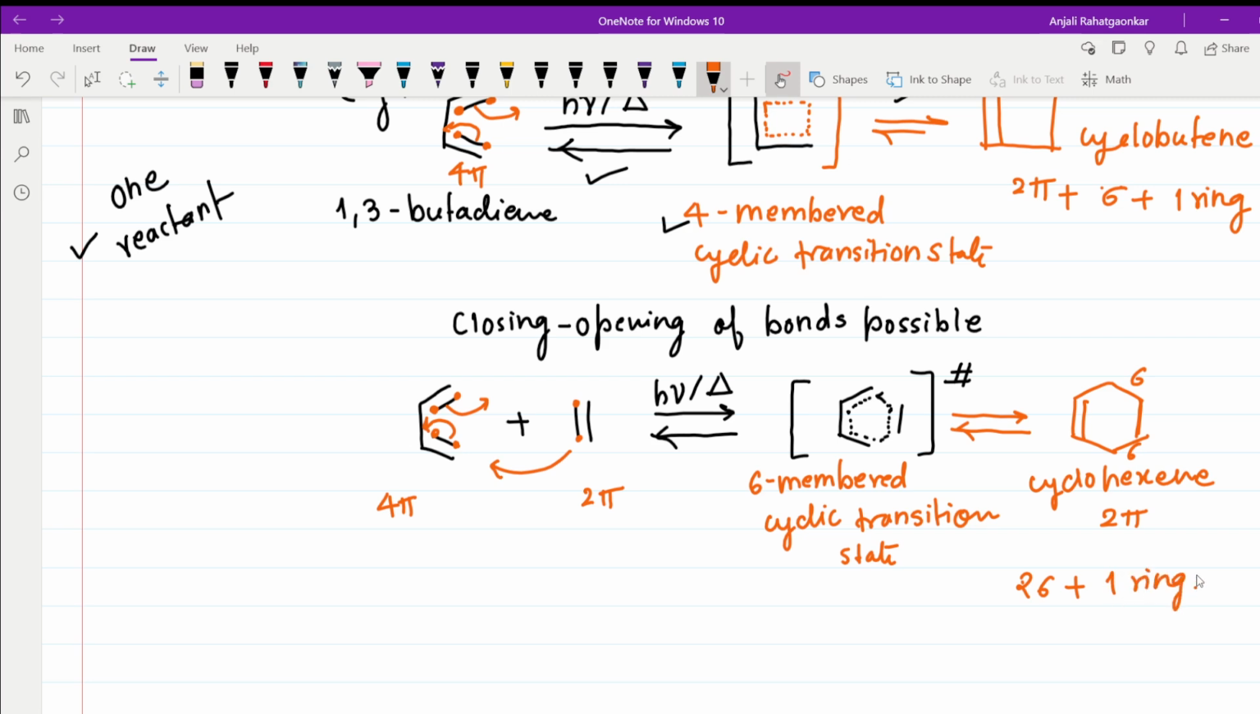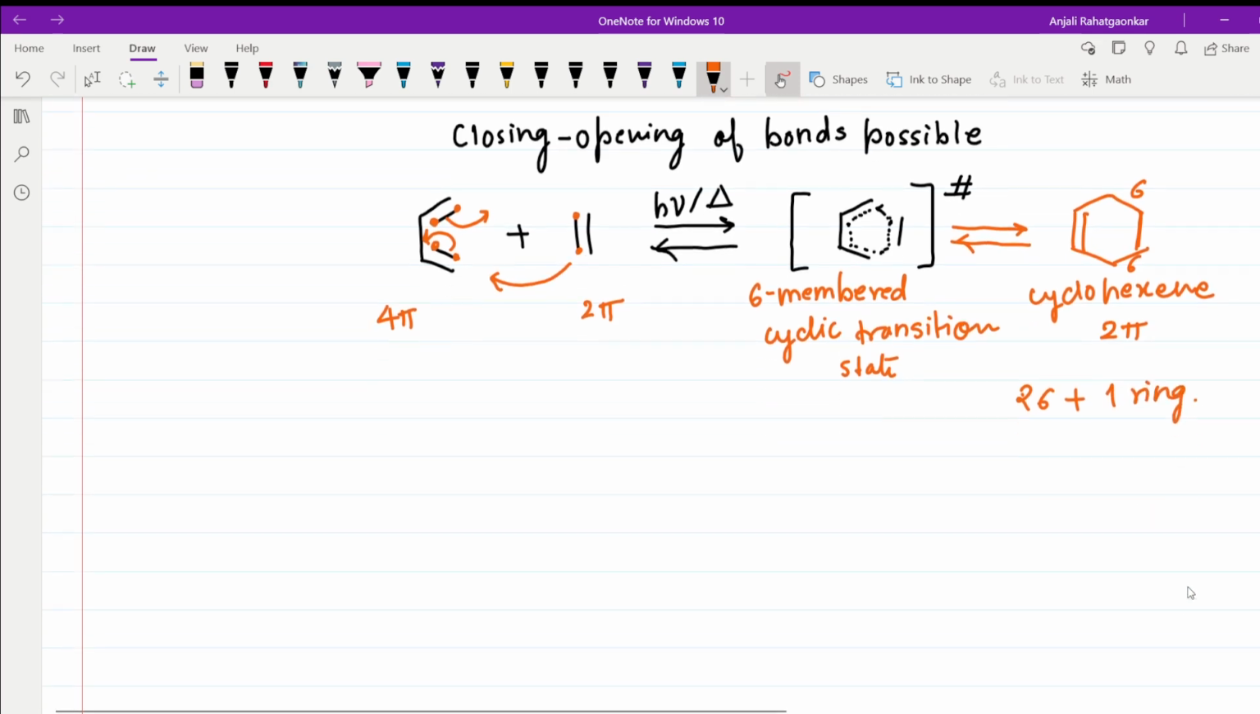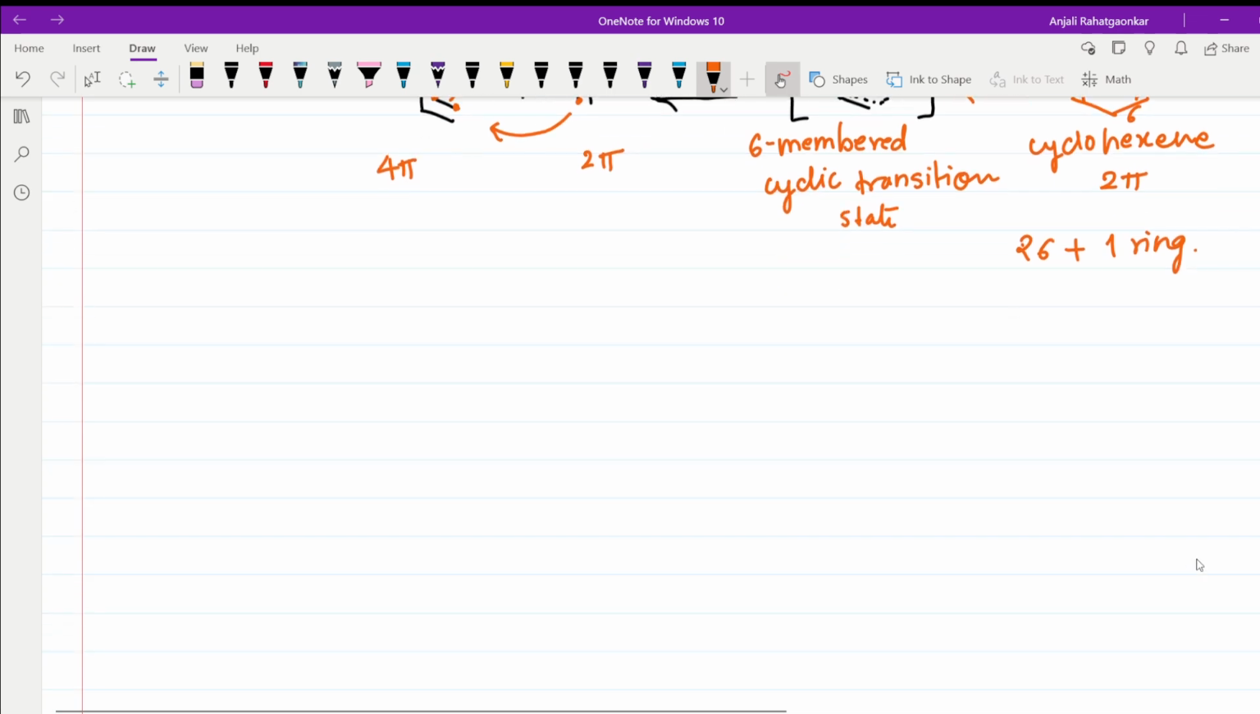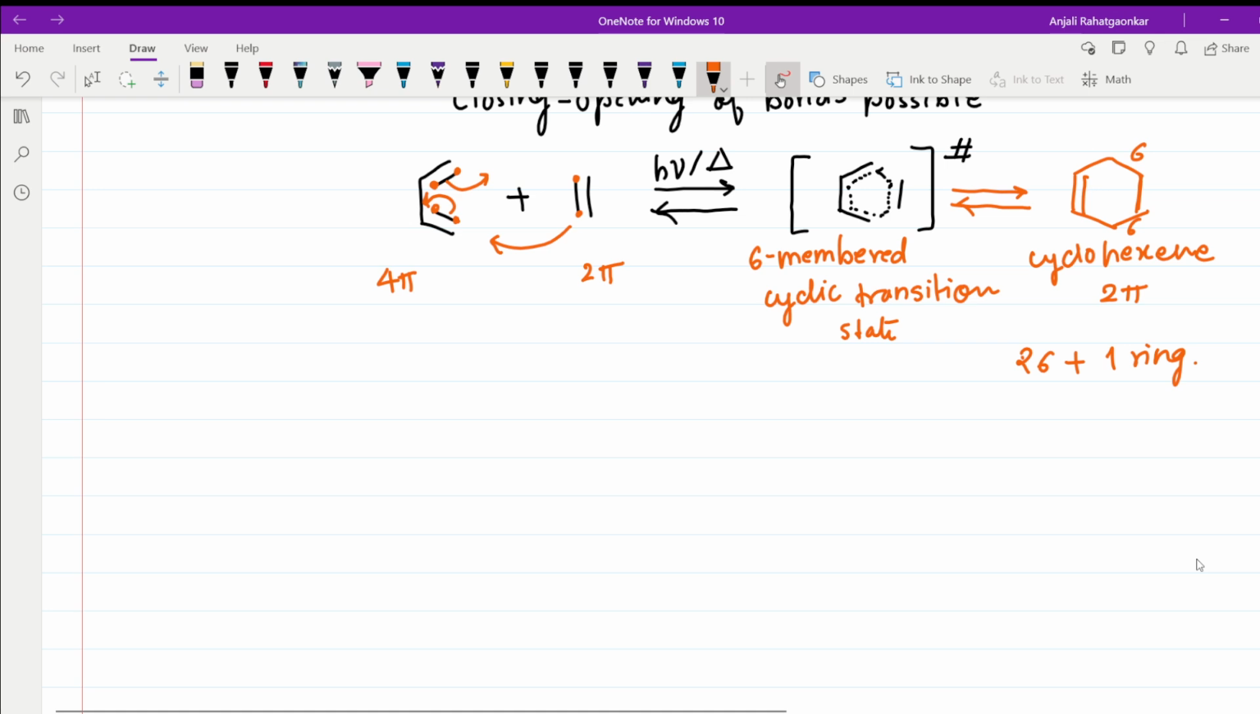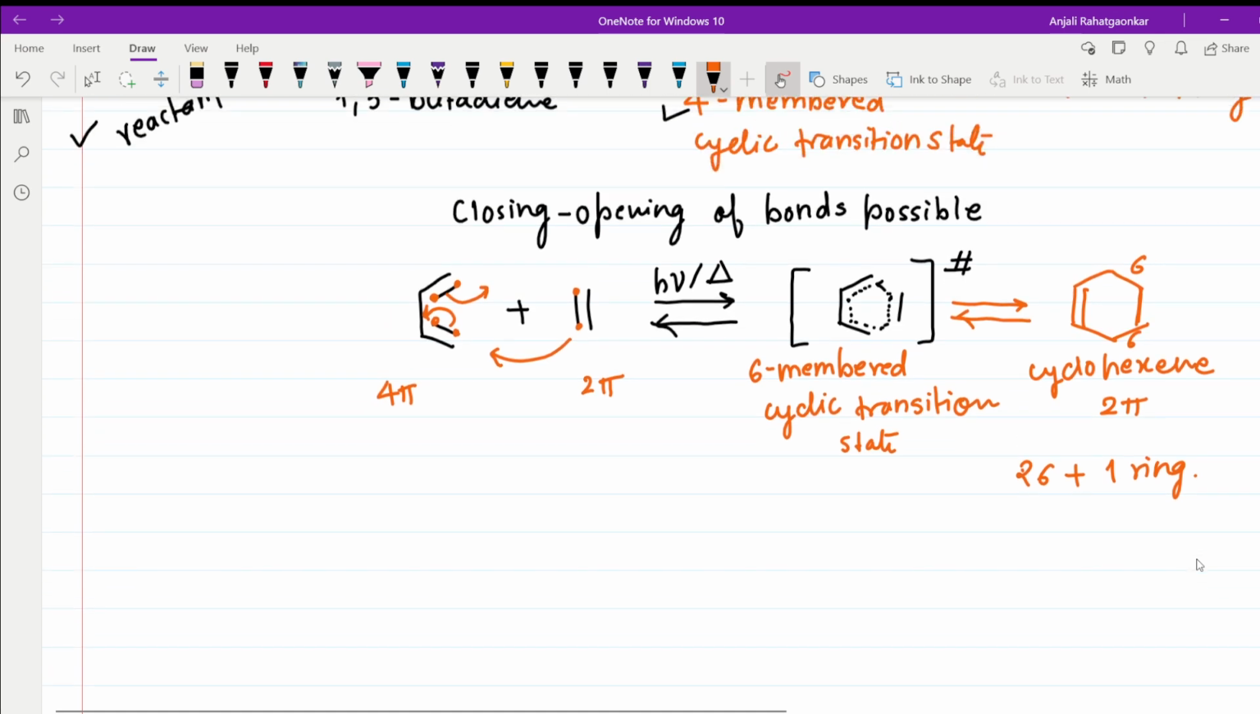Whenever we see the detailed mechanism, I will explain all the things, but for the time being, just look into this reaction, how the reaction proceeds via formation of a 6-membered ring. This concept I just wanted to share with you.